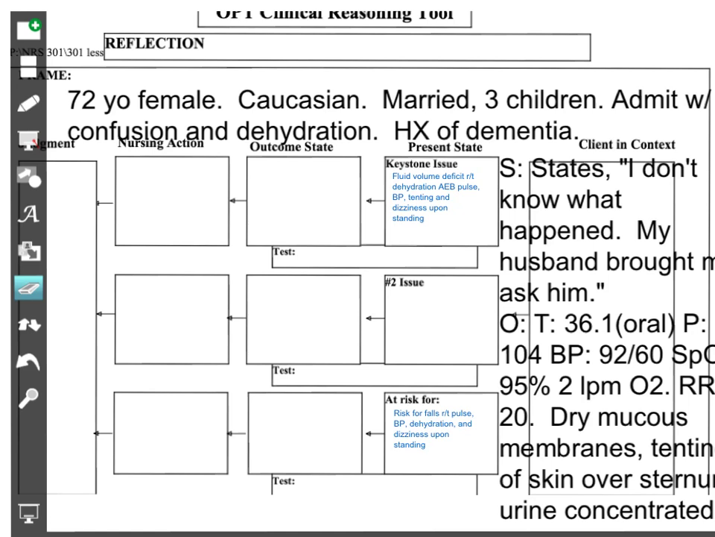And again, remember that in matching this up with language from the nursing process, all of this information over here would be called assessment. And then this present state issue stuff here, this is called nursing diagnoses. Okay? So you start with assessment data and then move into nursing diagnoses.